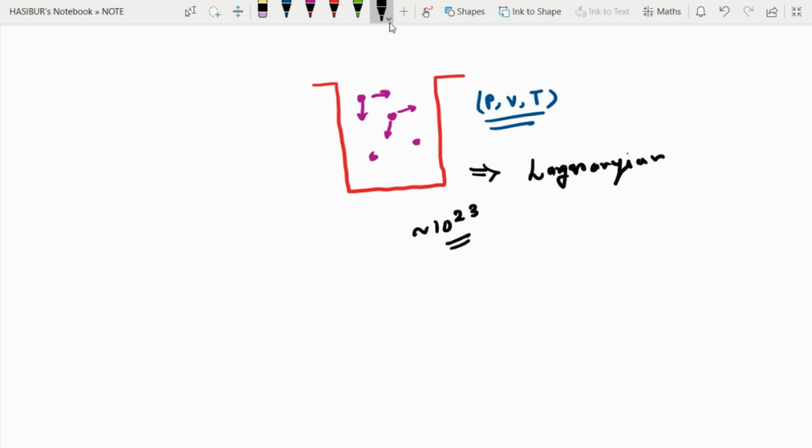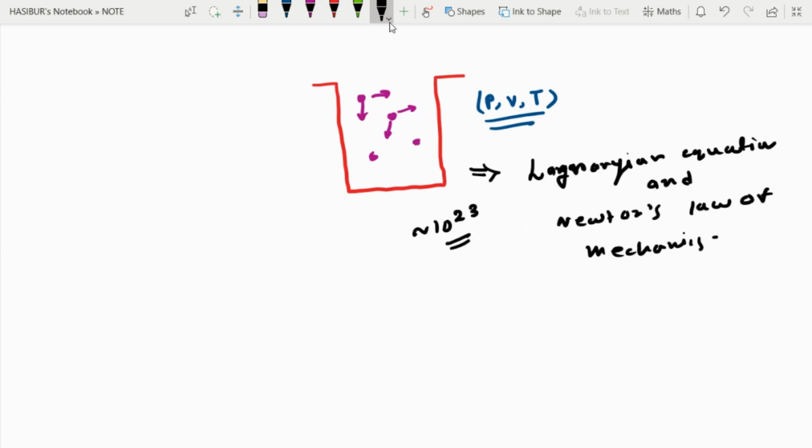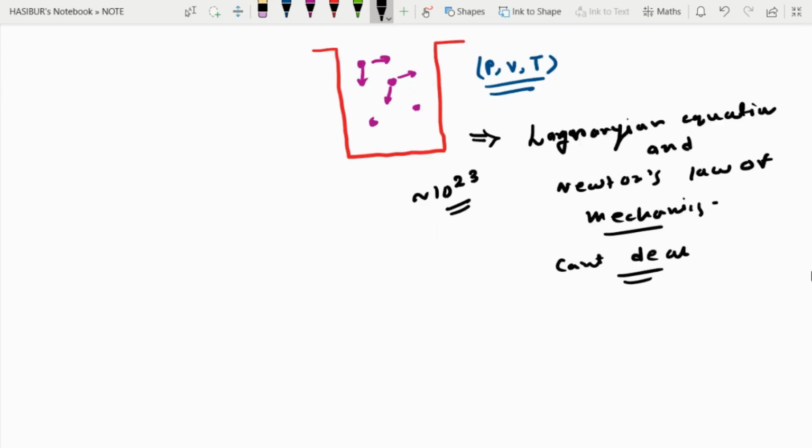Lagrangian equation and Newton's law of mechanics can't deal with this large configuration. So what we need is statistics. In classical mechanics we can deal with a large number of particles using this approach, and we can talk about their properties. So their position, momentum, velocity distribution, energy distribution, these things we can easily infer from this.